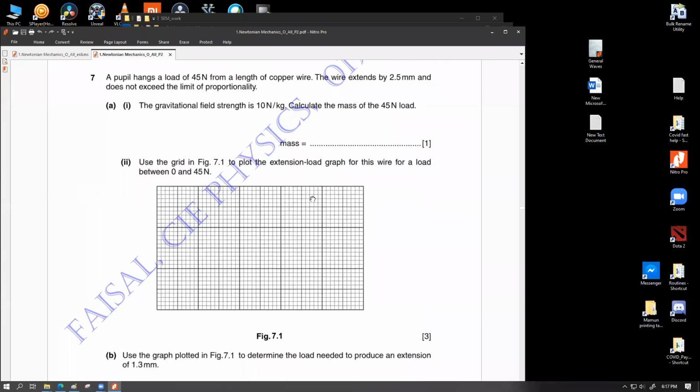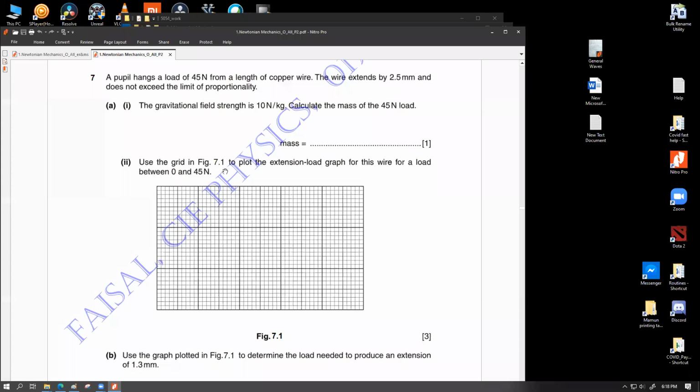7 এ কারো সমস্যা? Anyone? Graph Sir, graphটাতে আমার একটু প্রবলেম। Okay, look at it. A pupil hangs a load of 45 Newton from a length of copper wire, where the wire extends by 2.5 millimeter and does not exceed the limit of proportionality. The gravitational field strength is 10 Newton per kg. Calculate the mass of the 45 Newton load. This would be pretty simple. W equals mg. You can calculate the mass would be, I think, 4.5 kg.